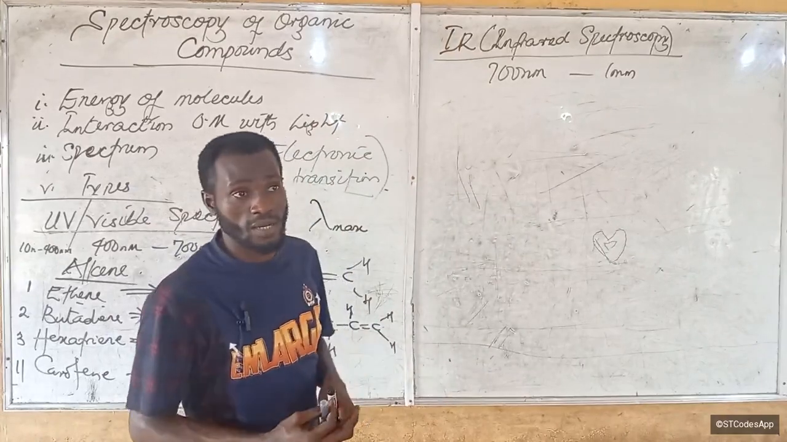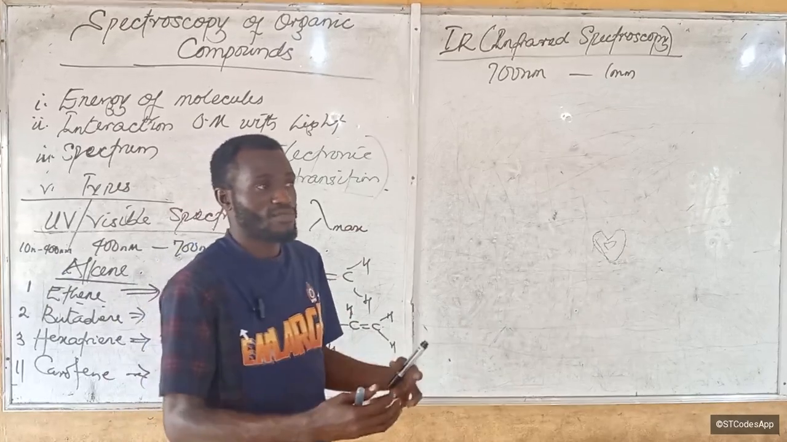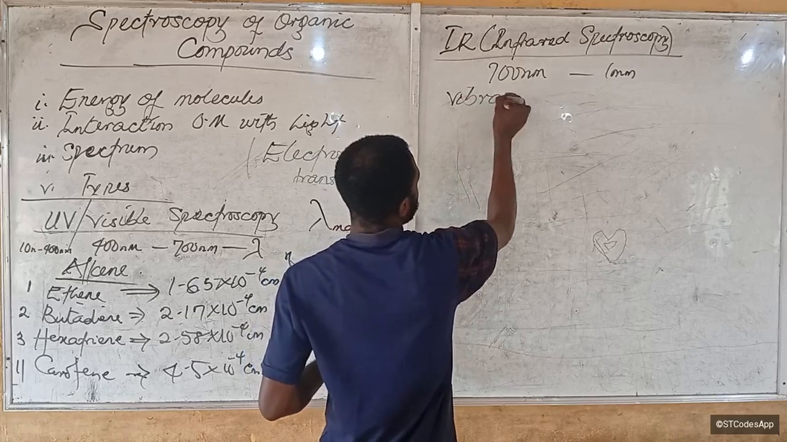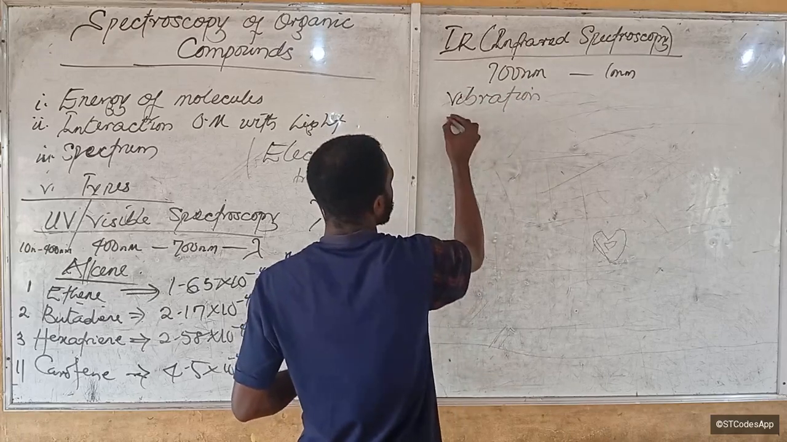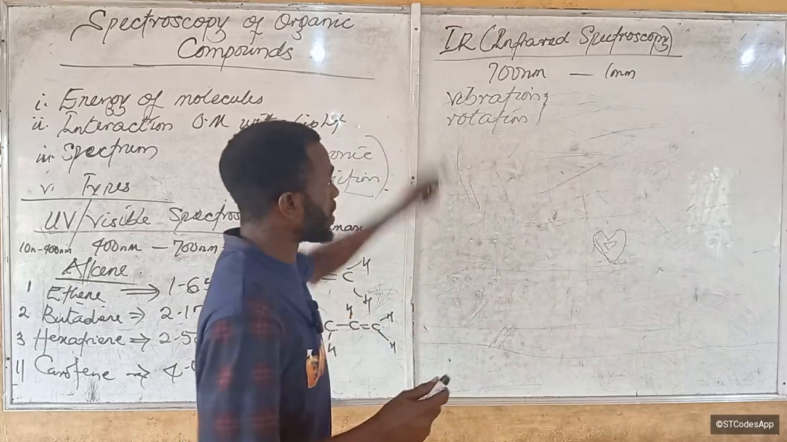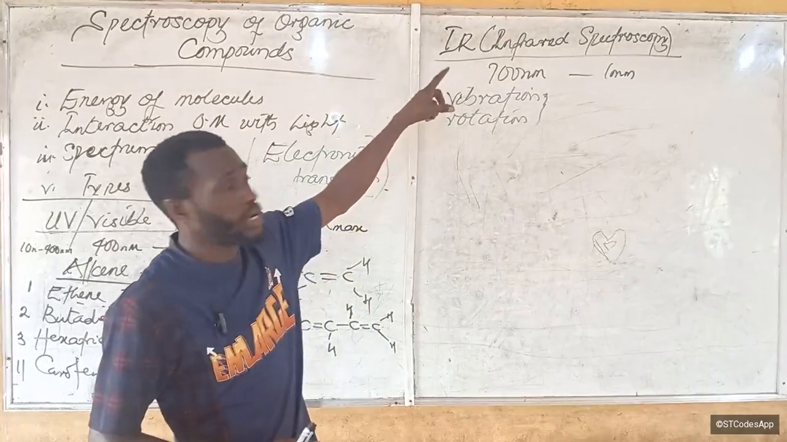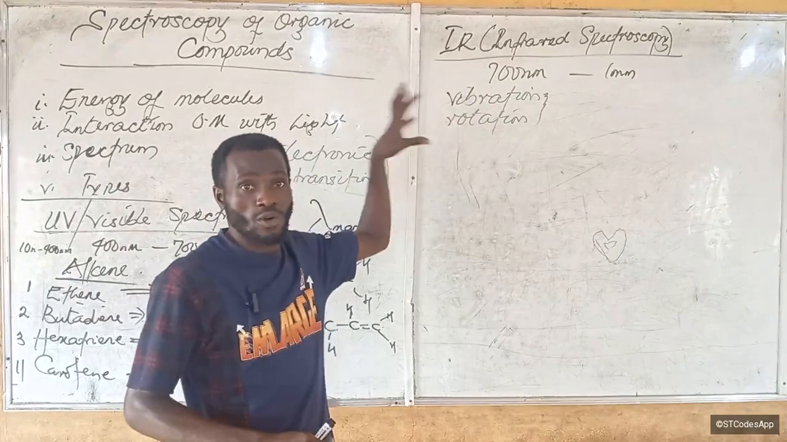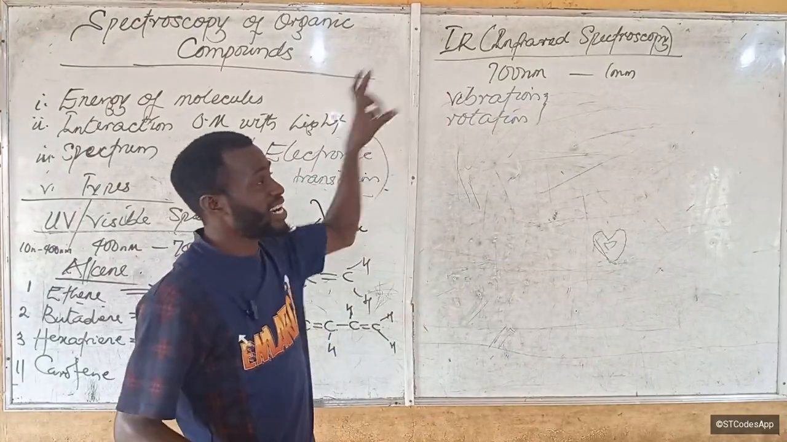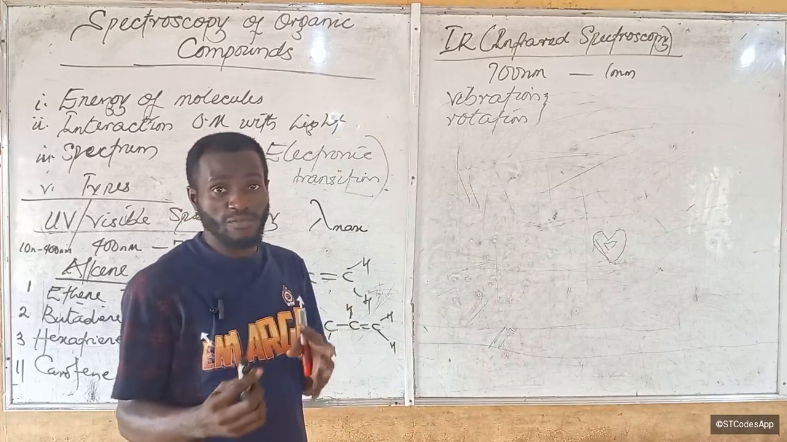Now, the infrared wave is able to affect the vibrational energy, the vibration and rotation of the molecules, the atoms in that organic compound. That's why this works well. It's able to affect the vibration and rotation. Once the infrared wave touches the chemical, it begins to vibrate or rotate at different frequencies.